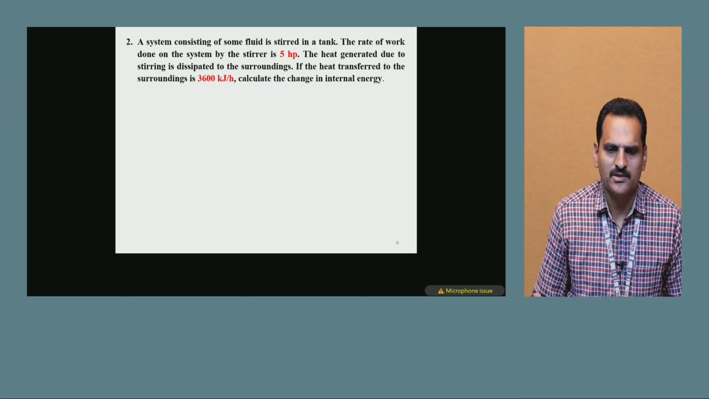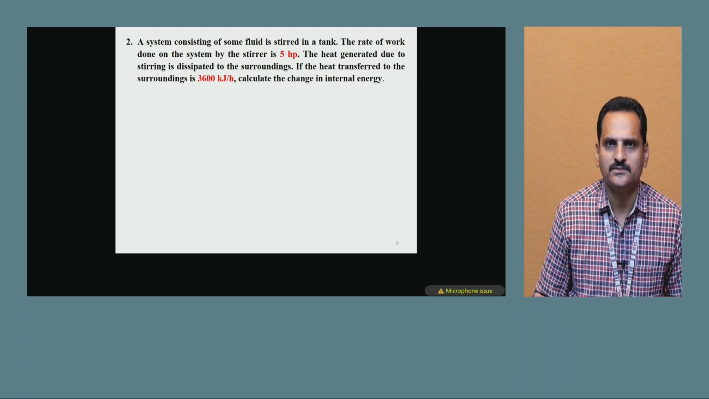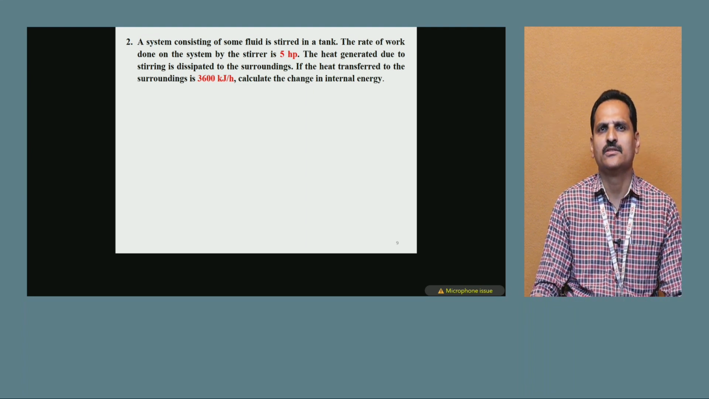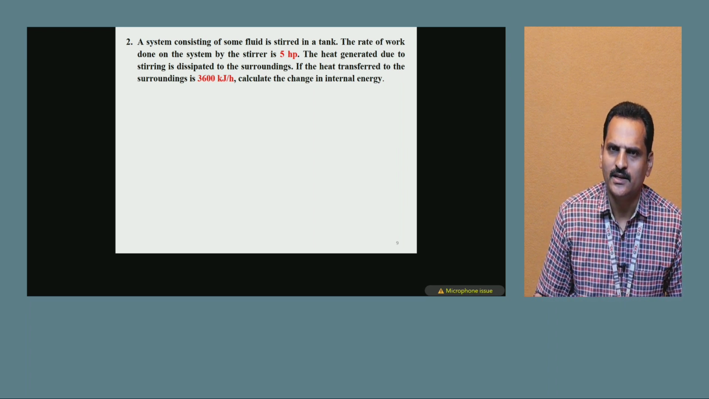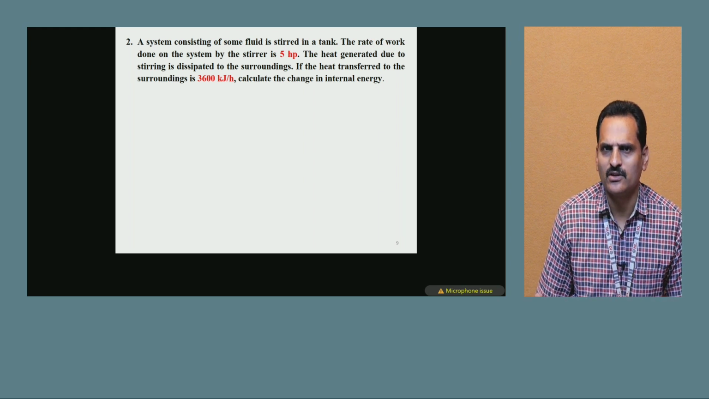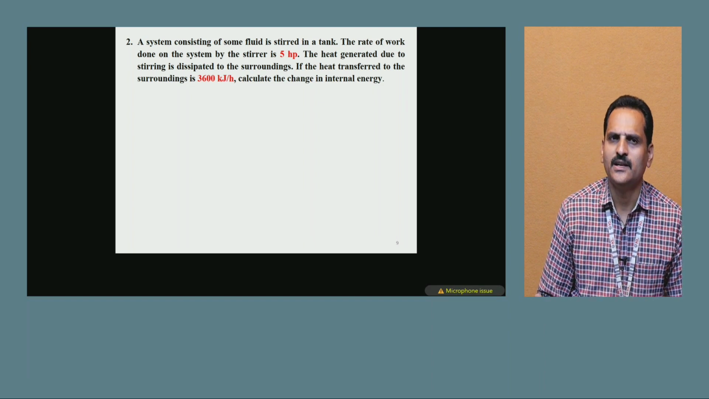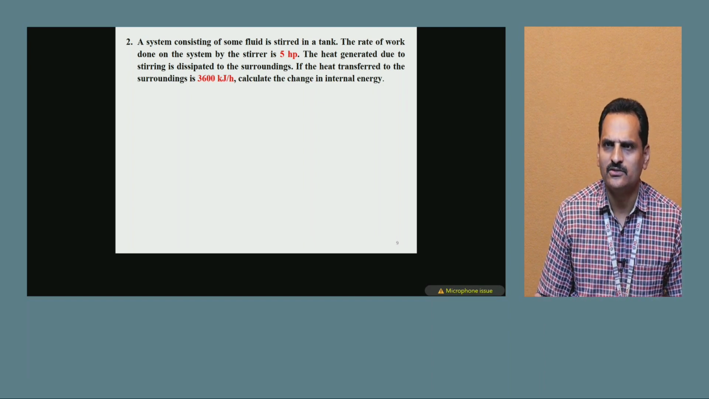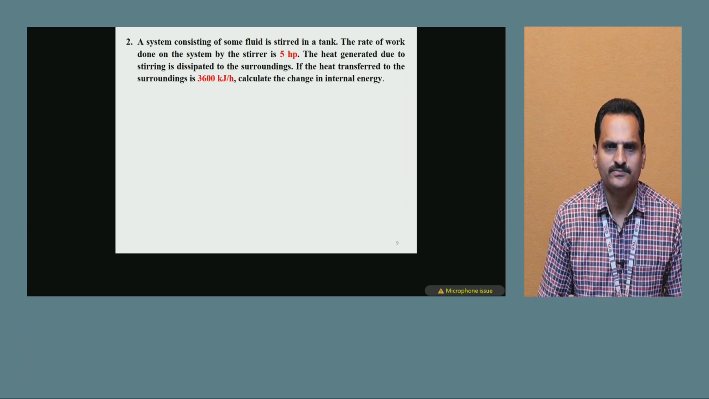A system consisting of some fluid is stirred in a tank. The rate of work done on the system by the stirrer is 5 HP. Similarly, the heat generated due to the stirring is dissipated to the surroundings. If the heat transfer to the surroundings is 3600 kilojoules per hour, then calculate the change in the internal energy.